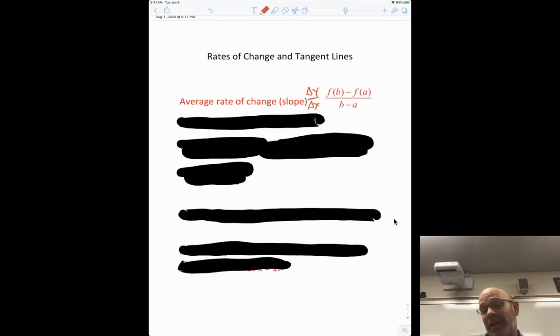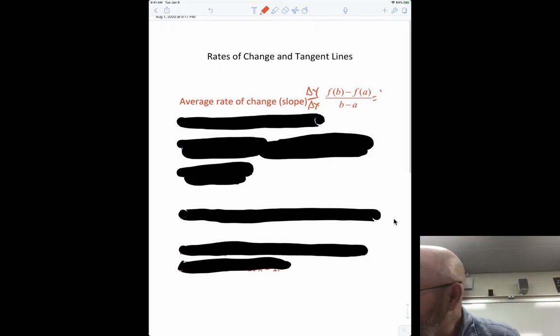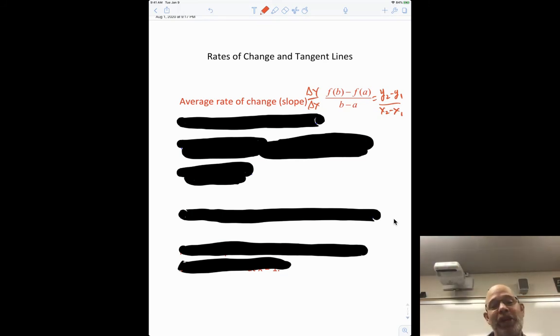So I'm just going to use a and b for my 2 points. a is my first x point, b is my second one. So change in y, if you remember slope from algebra 1, is y2 minus y1 over x2 minus x1. Whenever you hear the term average rate of change in this class, you should be thinking slope. It's really, really important that you make those connections because we're going to interchange that terminology a lot.